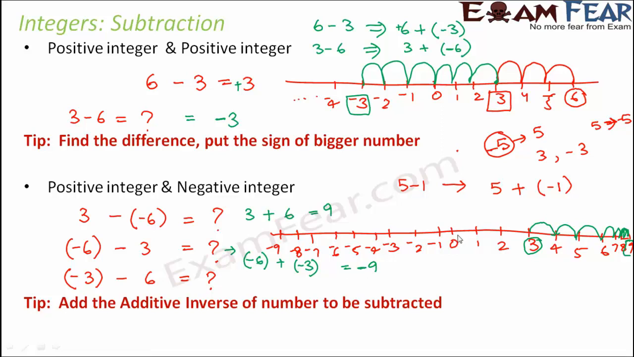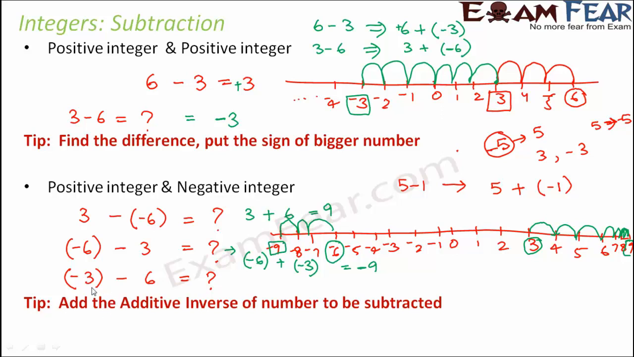Now in this also you can prove or verify using the number line. So where is minus 6? So minus 6 is here, and from minus 6 you are subtracting 3. That is, you are subtracting a positive number. Subtracting a positive number means you will move towards the left. So 3 jumps towards left and you reach at minus 9. So the result is minus 9.